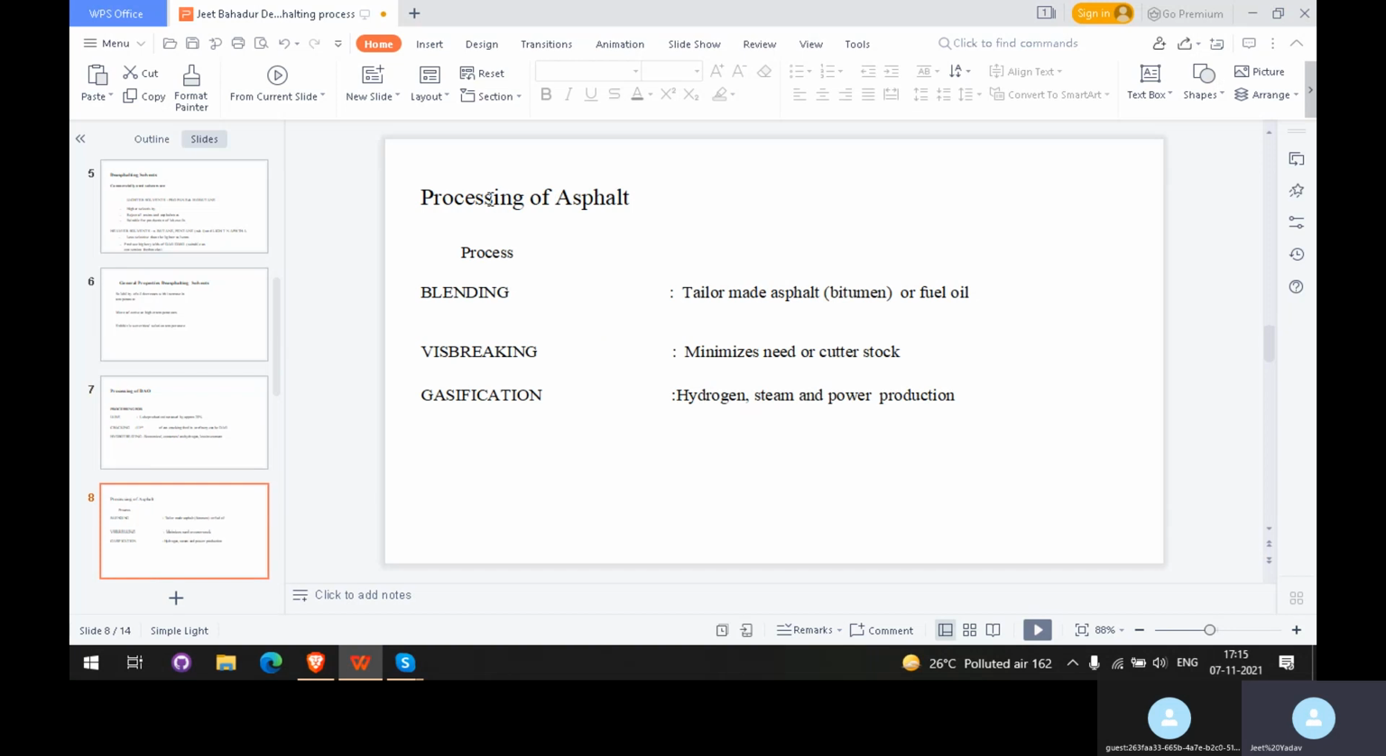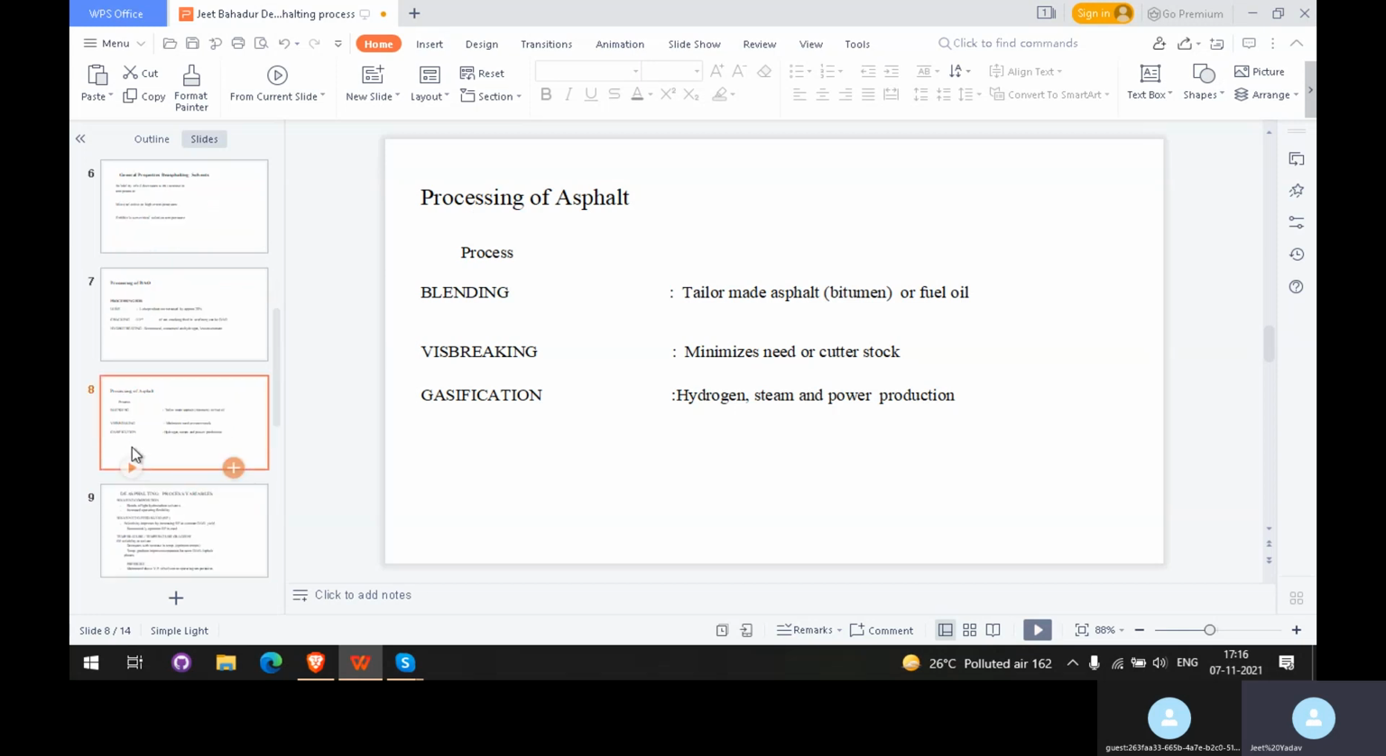Moving forward, we have processing of asphalt. The processing requires blending, visbreaking, and gasification. The blending part is used to make bitumen or fuel oil, and the visbreaking part minimizes the need for cutter stock in the processing of the asphalt. And third, we have gasification. In the gasification part, hydrogen, steam and power are produced by the gasification of the asphalt. So these are the things which we use.